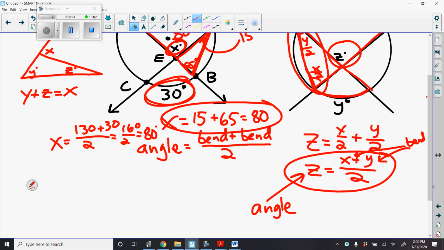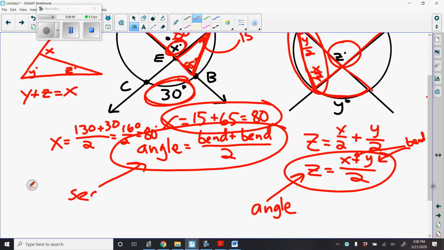So we get it down to a nice simple formula of angle equals bend plus bend over 2. So again, I want you to circle that. Angle equals bend plus bend over 2. This is our formula. I want you to remember it like this so you know where to put things. You'll see in the examples here. So this is for a secant secant interior.